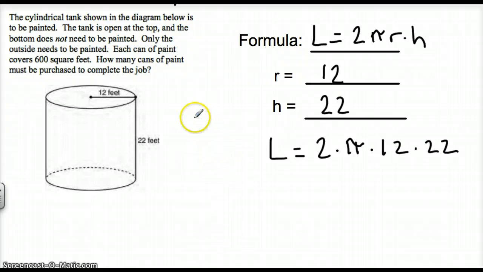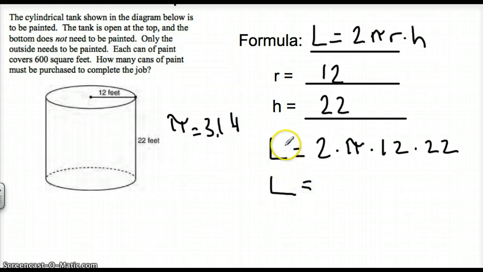Now remember, for pi, we're just going to say pi is equal to 3.14 when we plug this into our calculator. I'll do this along with you. Let's just go into our calculator. I'm typing it in. See if you could follow along. What I'm putting in right now is 2 times 3.14 for pi times 12 times 22. If I get the lateral area here, you should have gotten 3,315.84.